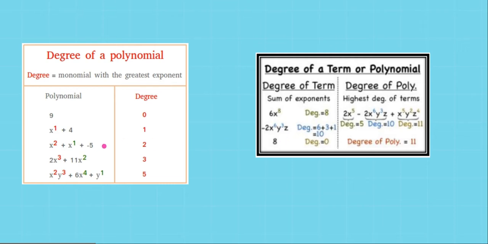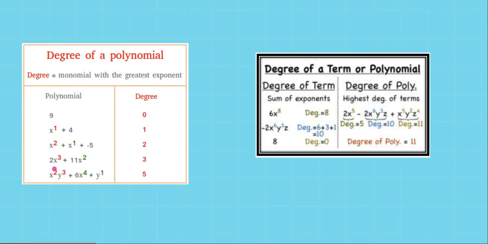But if we have a polynomial with more than one term, we have to find which of the terms has the highest degree. So if it's just one term, 9 with no x's or no y's or no whatever, the degree would be 0. If there's just an x, like x plus 2 or just x, the degree would be 1. If we've got x squared and x and negative 5, x squared has the highest degree, so the degree of this polynomial would be called 2. Here we look, there's a degree 3, a degree 2, so the degree of this one is called 3.